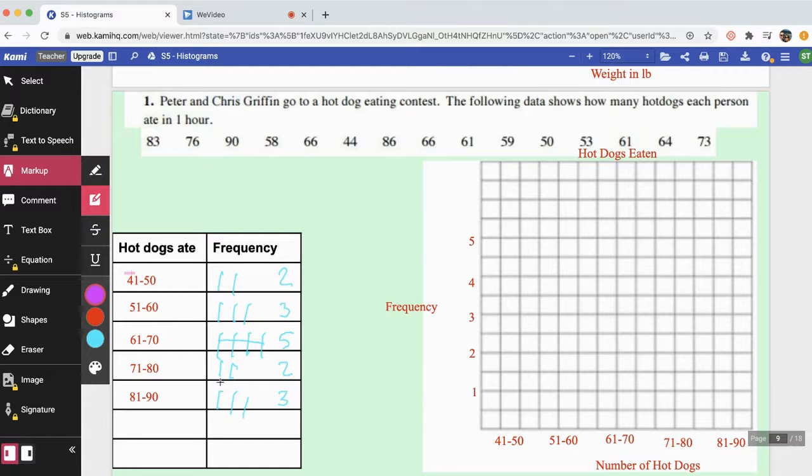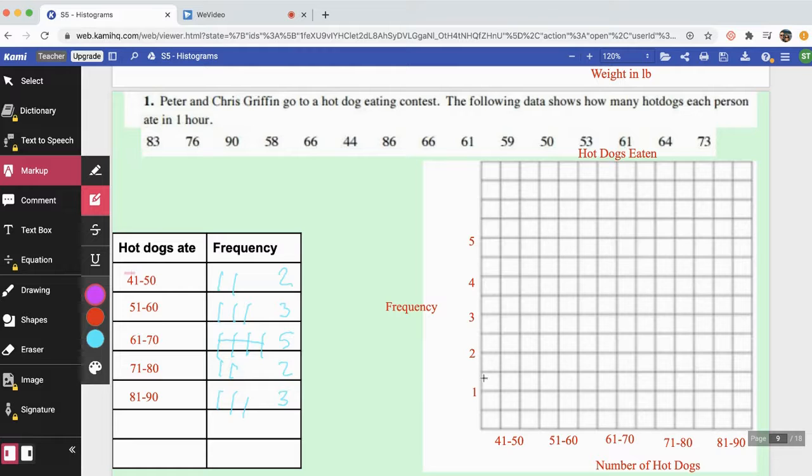I've made tally marks for each of the amounts of hot dogs and then counted up how many hot dogs were in each category. I've labeled my graph. This is hot dogs eaten. And this is the number of hot dogs down here, and then the frequency. And now I just need to make my bars.